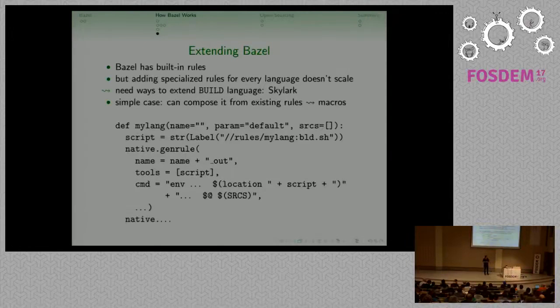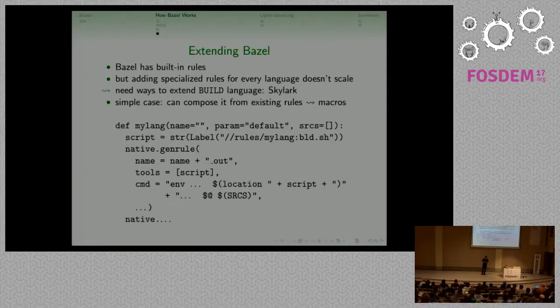And here's an example of how such a thing looks. And as promised, the language really looks like Python, including the fact that you can pass parameters by name and not only positionally, which is very useful. You can add default values for parameters. You can do some simple computations. And then you can map it to already existing rules, like the genrule, which is a native rule.